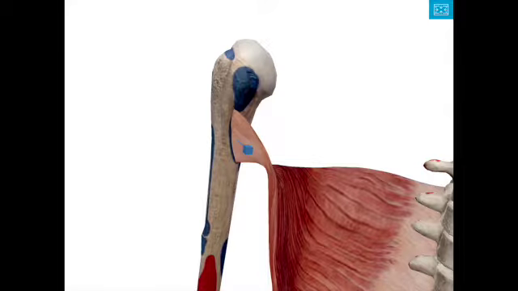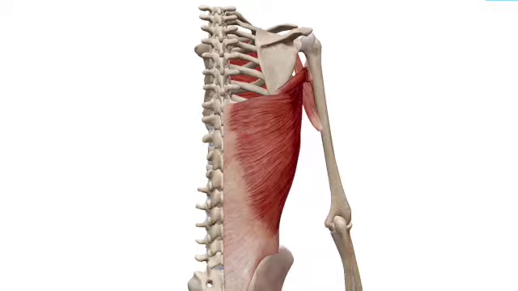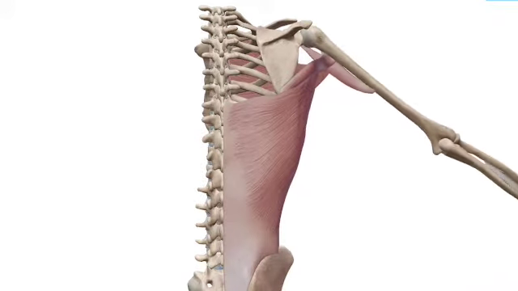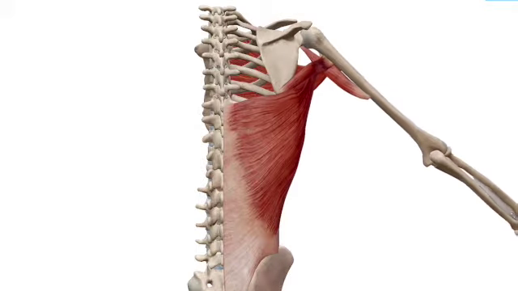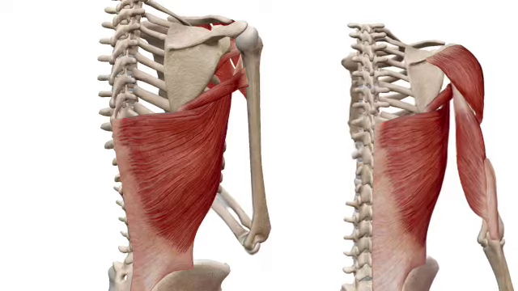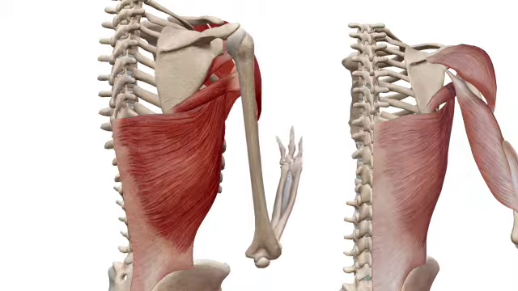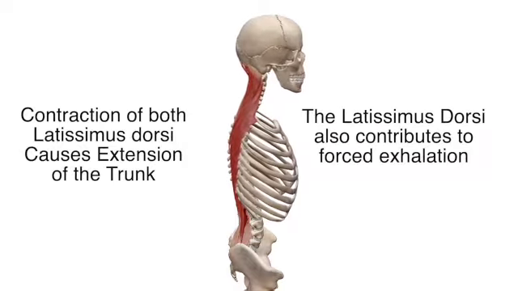The latissimus dorsi adducts the arm through its action on the inferior angle of the scapula, which rotates and lowers the glenoid. It also extends and internally rotates the arm, while the limb is fixed. This muscle contributes to elevating the trunk and climbing.